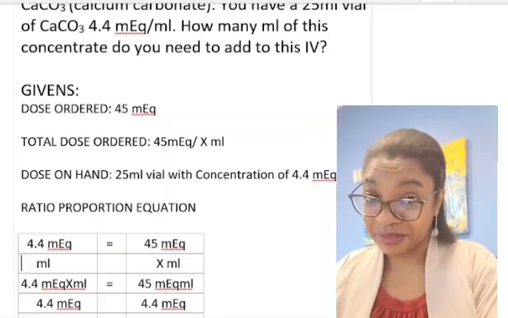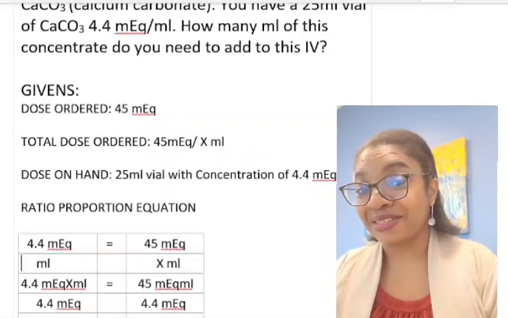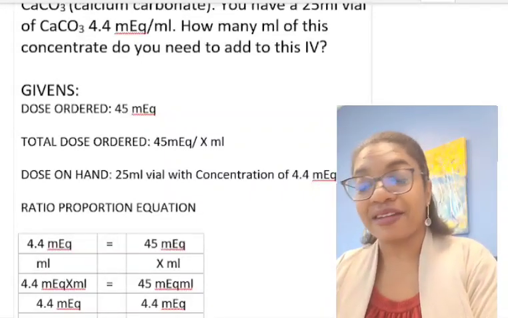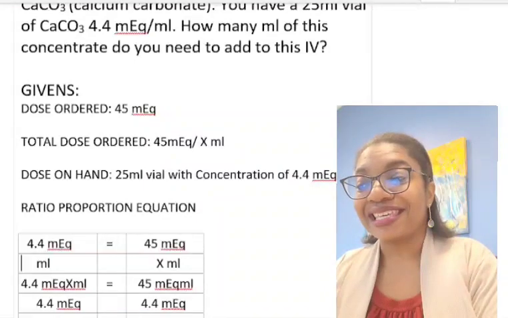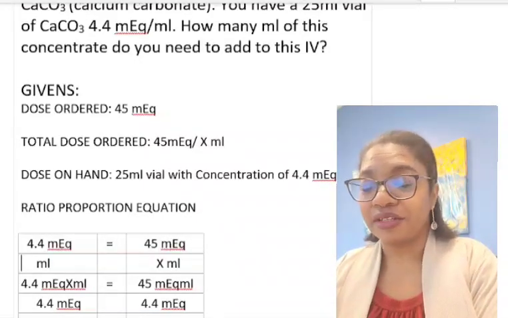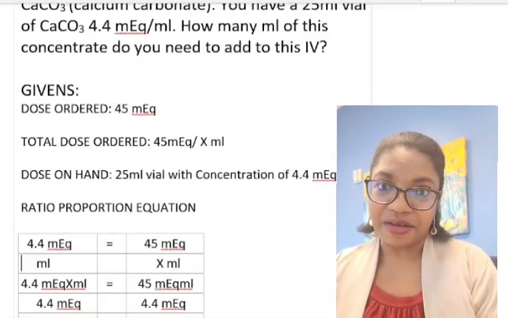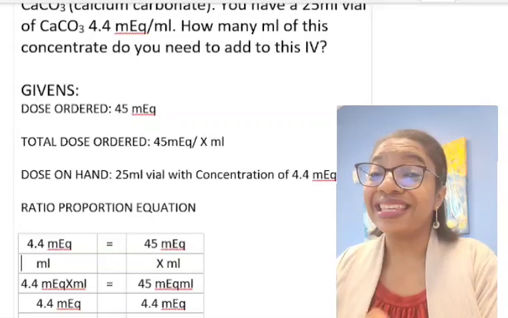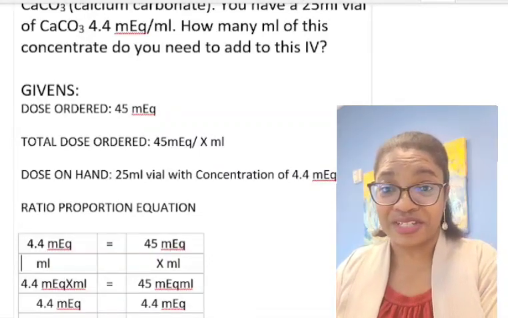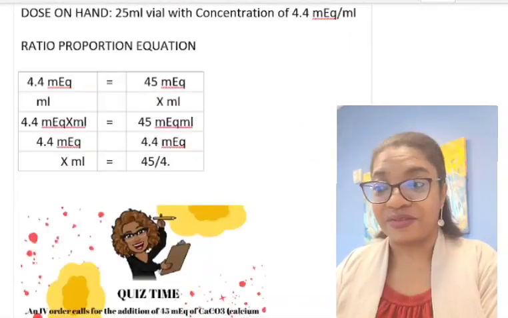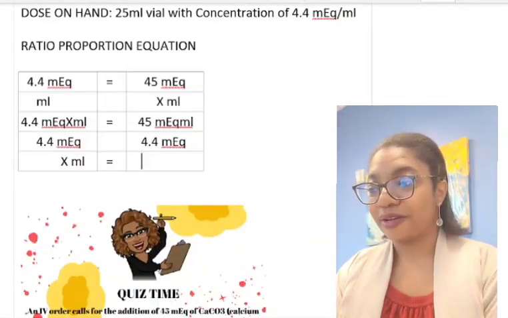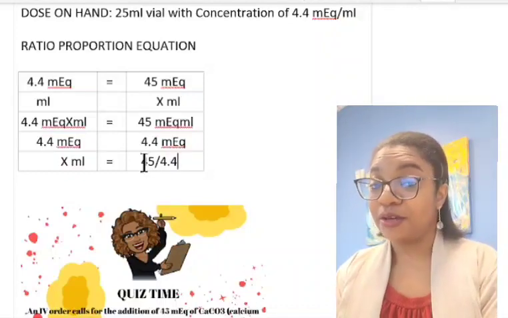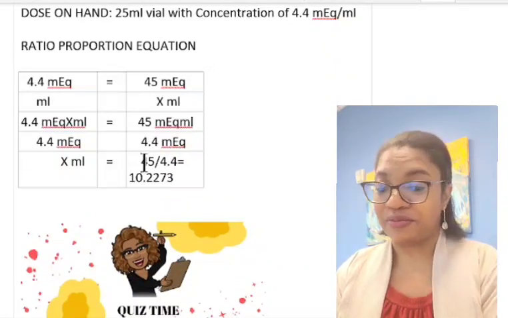We will then cross multiply, and we'll put our X on the left-hand side, 4.4 milliequivalent times our unknown volume of milliliters. Set that equal to 45 milliequivalent times 1 mL, which would give us 45 milliequivalent per mL. Then we divide both sides of the equation by 4.4 milliequivalent. 45 milliequivalent divided by 4.4 milliequivalent will yield 10.22 milliliters.